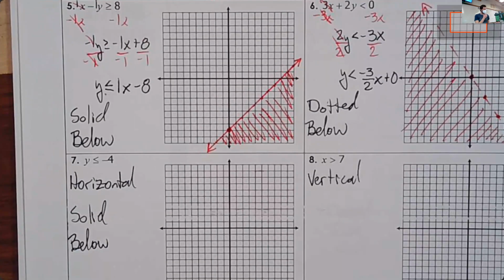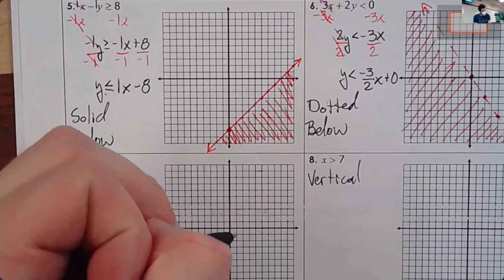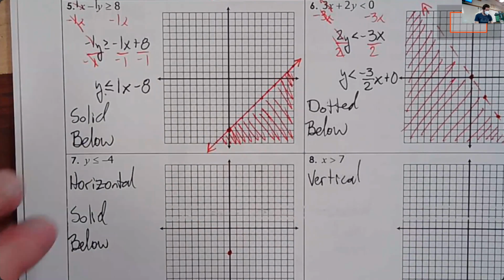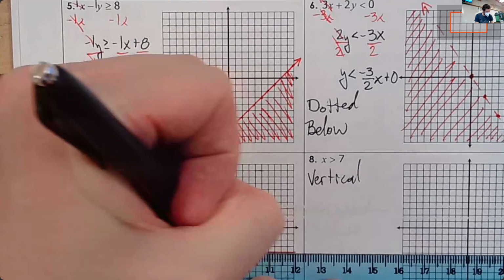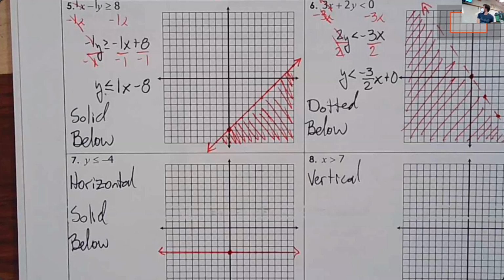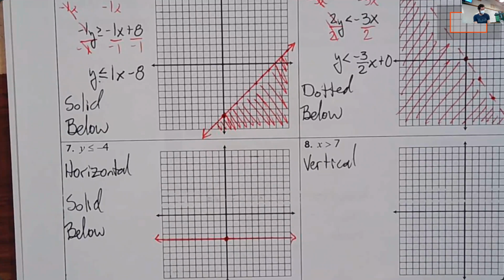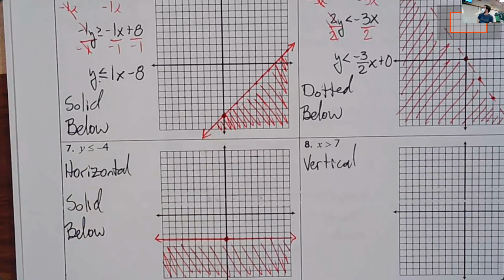And the nice thing about graphing a horizontal line is you just go to the y value here on the y-axis, negative 4. So that's down negative 4. Put your point, and because it's a horizontal line, we don't need to worry about a slope. We just draw straight from left to right, and this is a solid line. And so there's our y at negative 4, and then because it's less than or equal to, we're going to shade below that. So that's our answer for number 7.